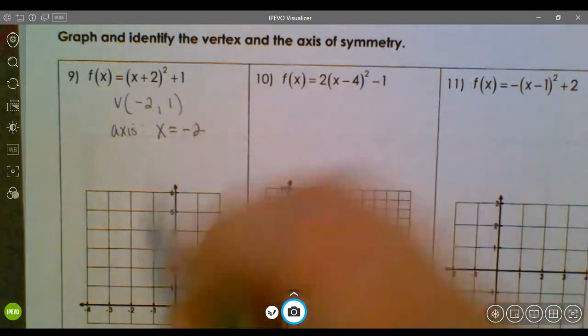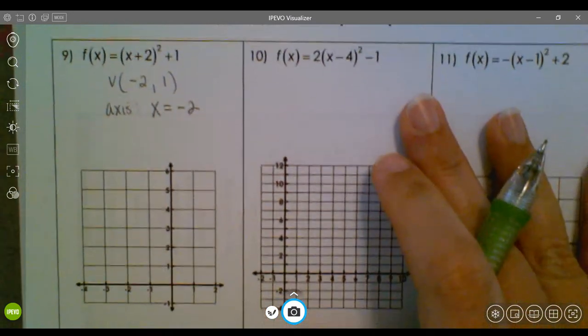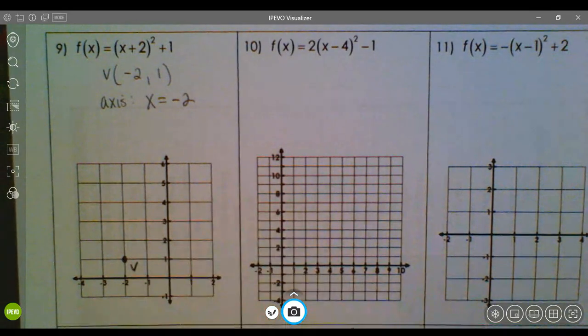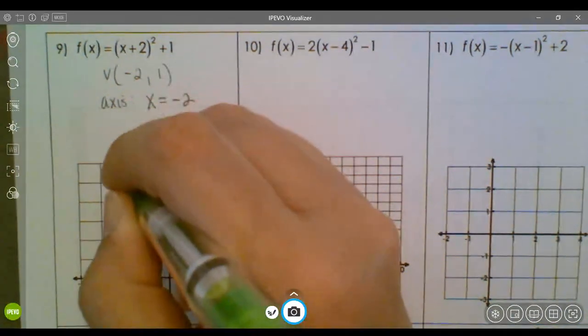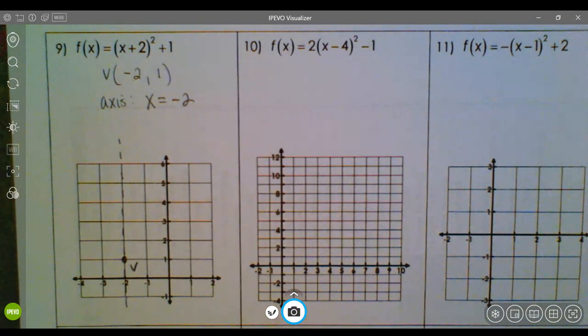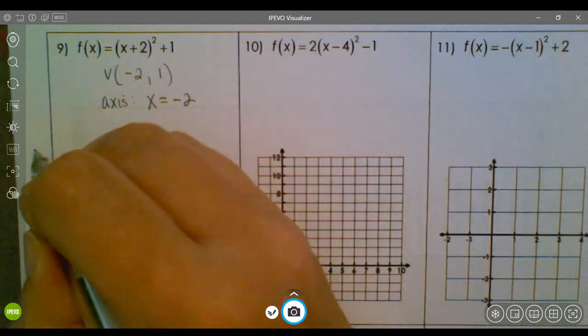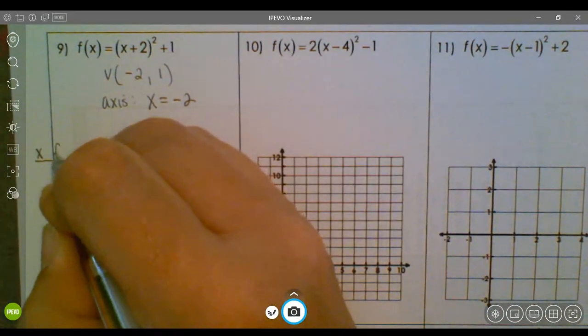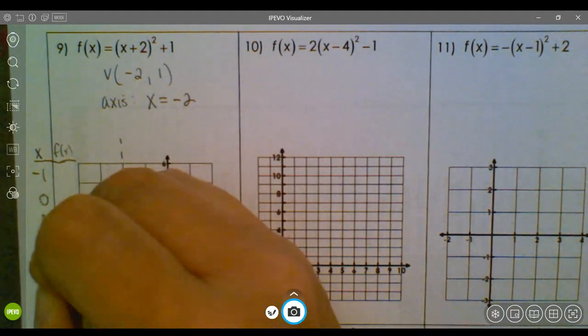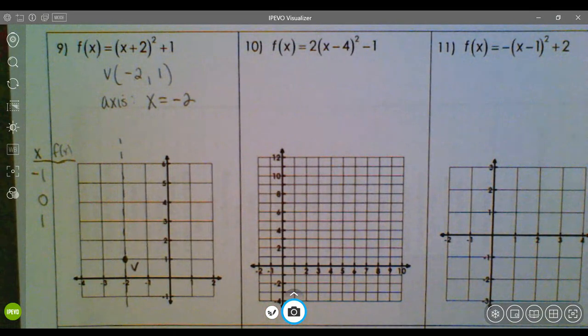So I'm going to plot -2, 1. Let me move this up just a touch. I'm going to plot -2, 1. That's my vertex. I know I've got my axis of symmetry here. And now I need to construct a table and find 2 more points. Well, we can do that. I can do that off to the side. And you can see what happens when x is -1, 0, and 1 and plot those points.